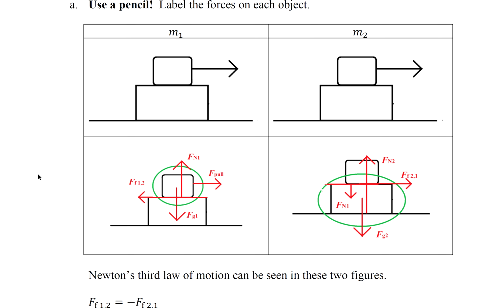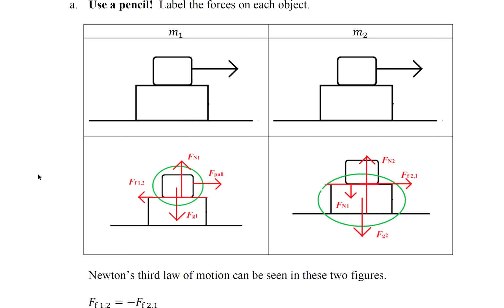There's a force of friction between M1 and M2. There's no friction between M2 and the surface. So remember, circle the object, label the forces, put an X and Y axis, and then use the equation F equals ma. So those are the forces for M1. Force normal up, force gravity down, force pull to the right, force of friction to the left.